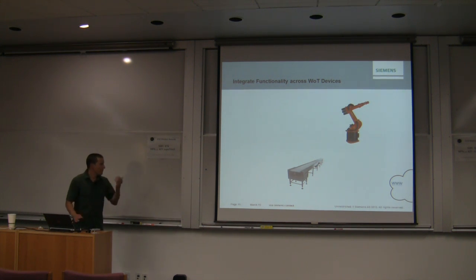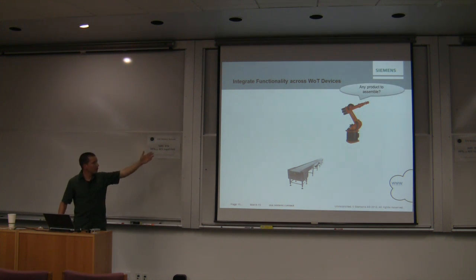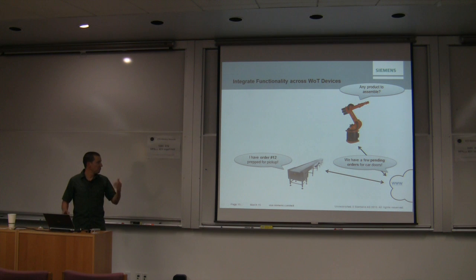To illustrate a little bit more how that could look, suppose we have a robot, a conveyor belt, and a cloud system. The robot asks, is there anything I can do? Then an order or a job comes in from the IT system, from the cloud, saying there are a few pending orders for car doors. Then the conveyor belt says, I have order 12 that you asked me to fulfill earlier. I have that ready, so you can dispatch that. And then the robot can jump in and say, I can help in doing that.